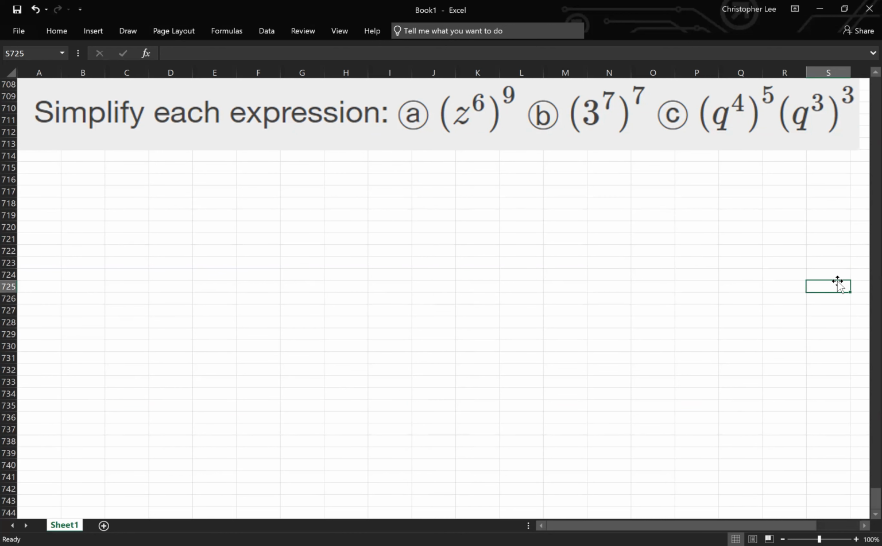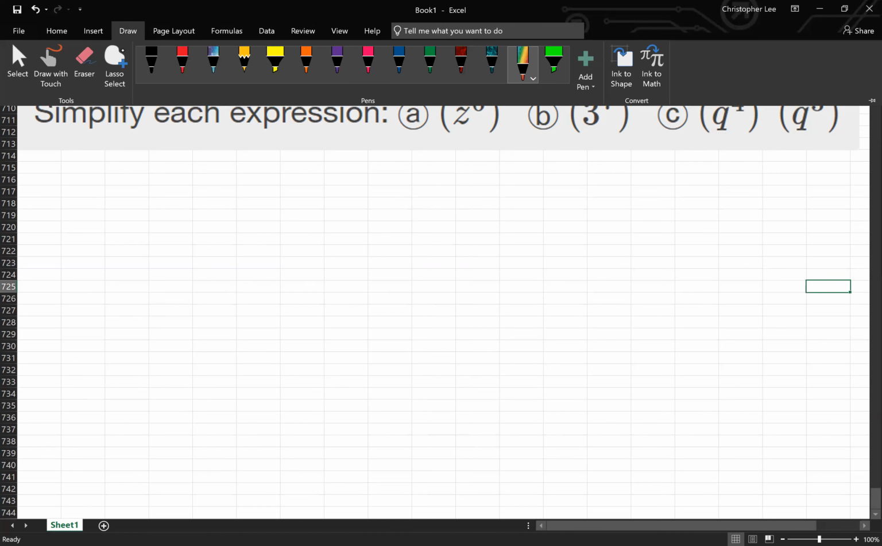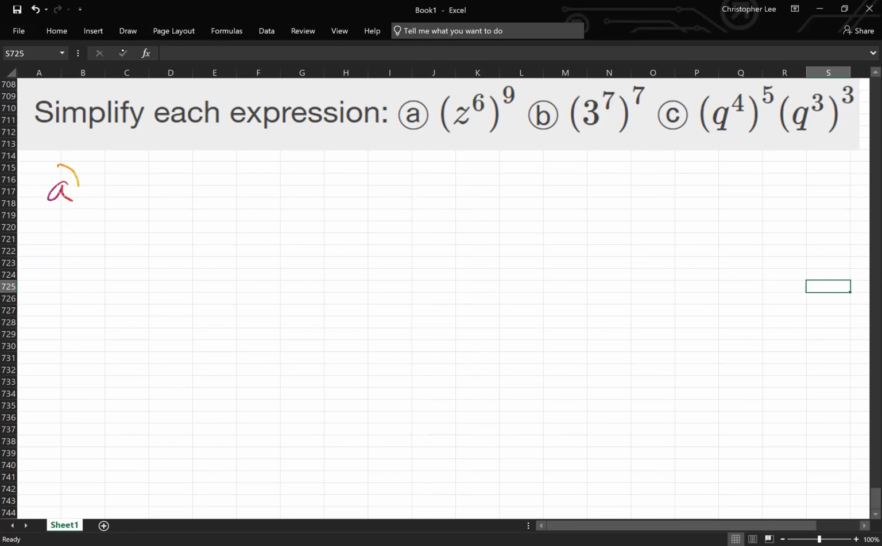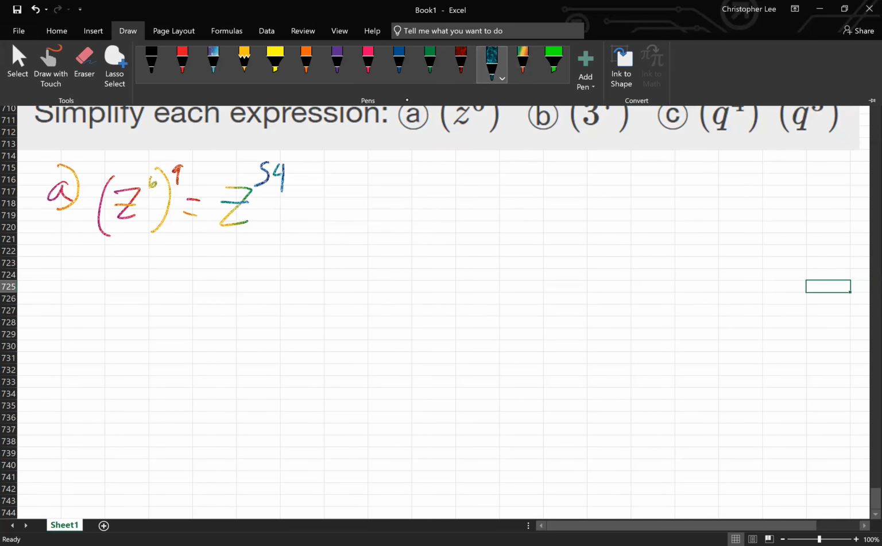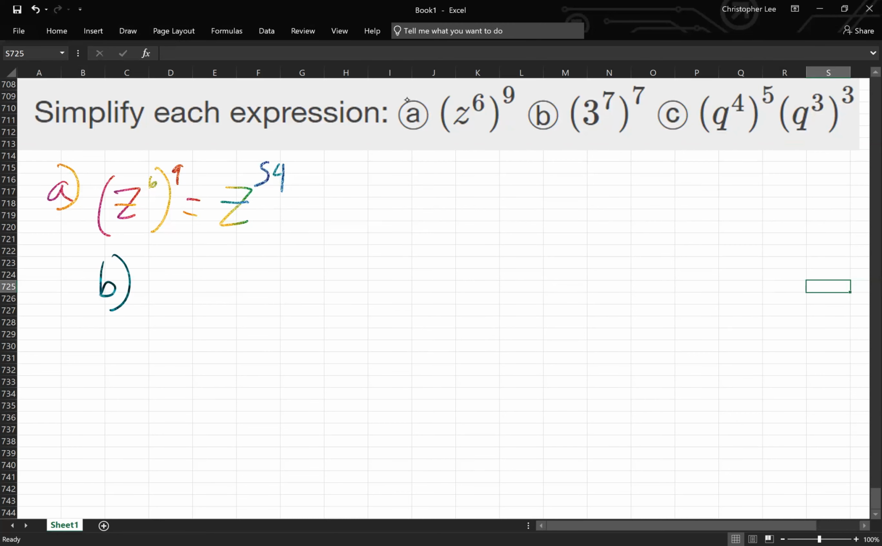All right, let's take a look at this. So for A, z to the 6 raised to the 9th power. What does this become? 54, okay. Sounds good. B, 3 to the 7 raised to the 7th power. What does that become? 3 to the 49.